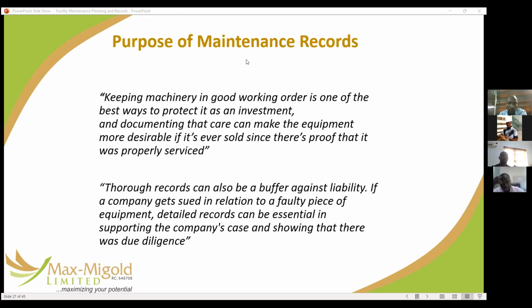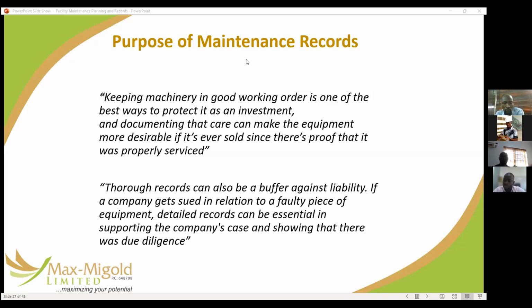The purpose of maintenance records: keeping machinery in good working order is one of the best ways to protect it as an investment. And documenting the care can make the equipment more desirable if it is ever sold, since there is proof that it was properly serviced. Thorough records can also be a useful buffer against liability.